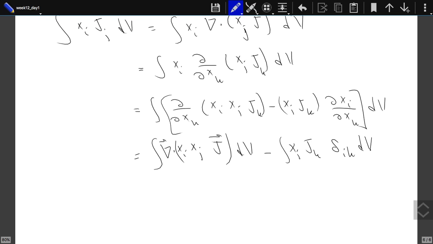Well, the volume integral of a divergence, I can always convert it to a surface integral. My surface is at infinity. There is no current on my surface, so this term is 0. I'm left with that term. And that term, when I sum over the k's, is minus x_j j_i.